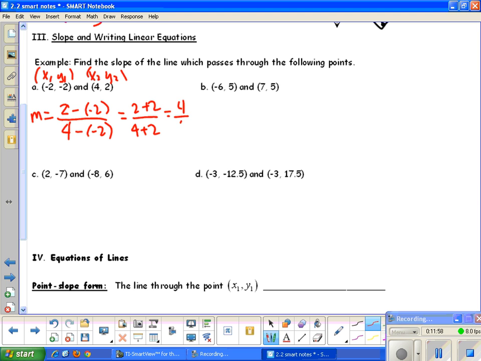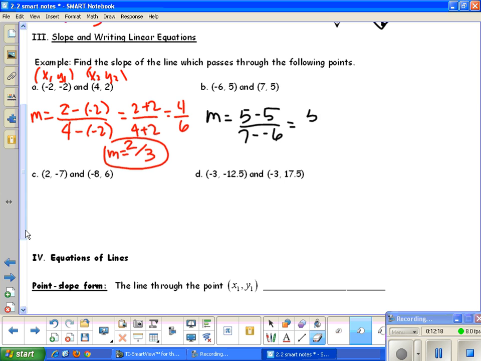2 plus 2 is 4 over 6, and 4 over 6, of course, reduces into 2/3, so that's my slope. For the next one, we can do the same thing, except we have different points. So 5 minus 5 over 7 minus negative 6, which gives me 0 in my numerator over 7 plus 6. So in this case, we would end up with 0 over 13. And remember, 0 in your numerator is okay, we just can't have it in our denominator, so this is just equal to 0. So my slope is 0.